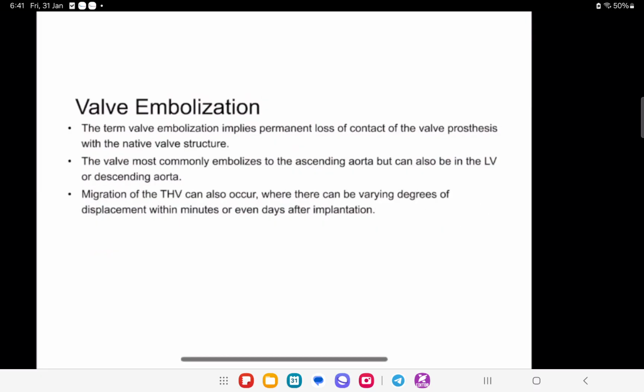Valve embolization. The term valve embolization implies permanent loss of contact of the valve prosthesis with the native valve structure. The valve most commonly embolizes to the ascending aorta, but can also go to the left ventricle or the descending aorta. Migration of the valve above the heart valve can also occur, where there can be varying degrees of displacement within minutes or even days after implantation.